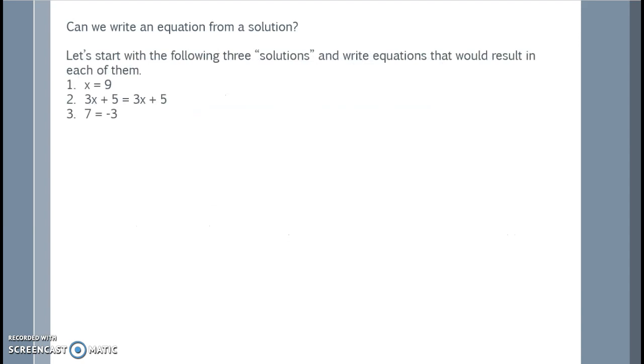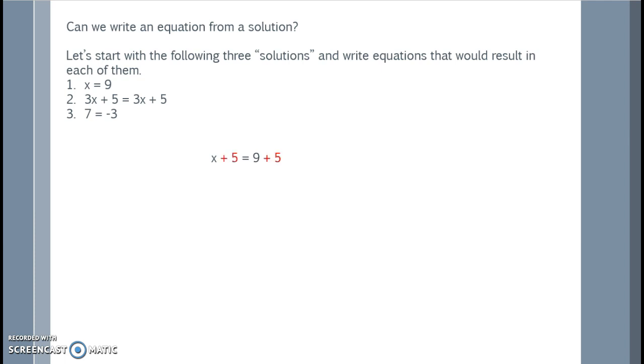Can we write an equation from a solution? Let's start with the following three solutions and write equations that would result in each of them. x equals 9, 3x plus 5 equals 3x plus 5, and 7 equals negative 3. Let's start with x equals 9. So this is a one solution.